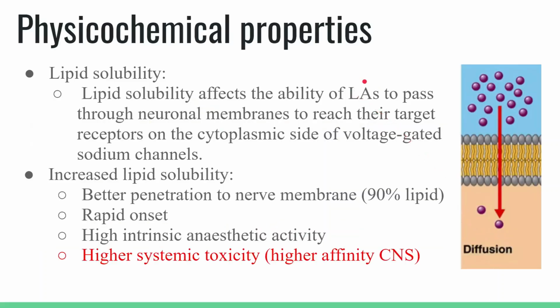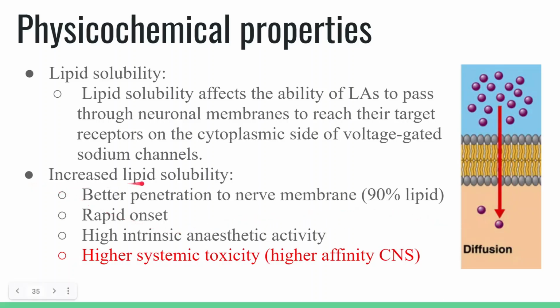So, what are the other physicochemical properties that influence the onset of action other than the tissue pH and the pKa of the agent? We talked about lipid solubility. And here we're talking about the lipid solubility of the uncharged base. This is important because the neuron membrane is 90% lipid, so you want something that is able to diffuse across this membrane. Lipid solubility affects the ability of local anesthetics to pass through neuronal membranes to reach their target receptors on the cytoplasmic side of the voltage-gated sodium channels. So here, for example, this is the outside, this is the inside. You want something that is able to diffuse across the membrane.